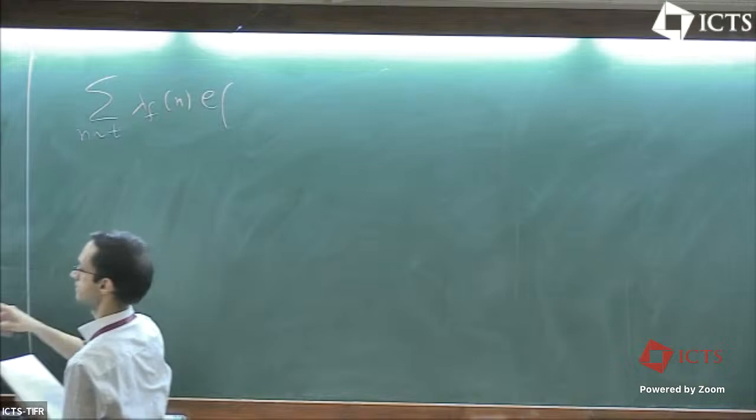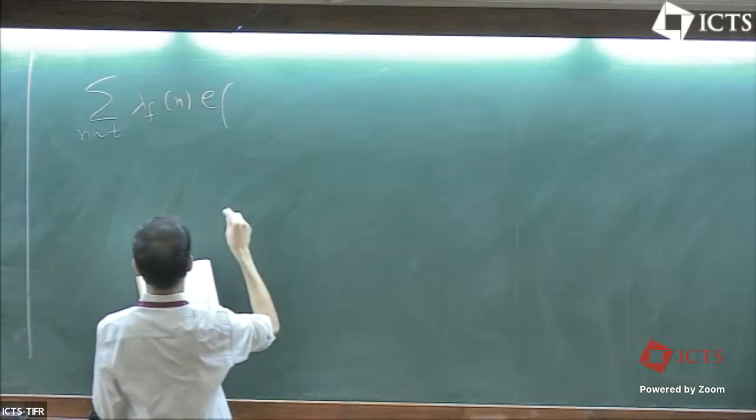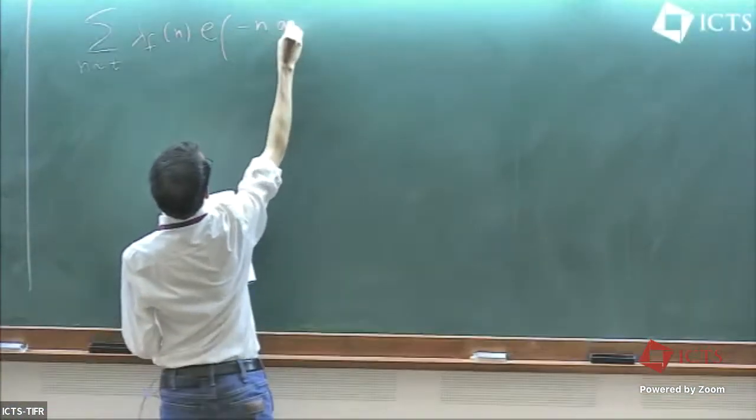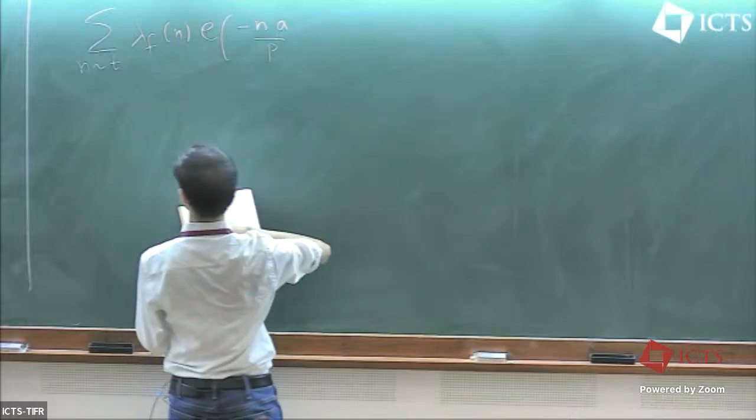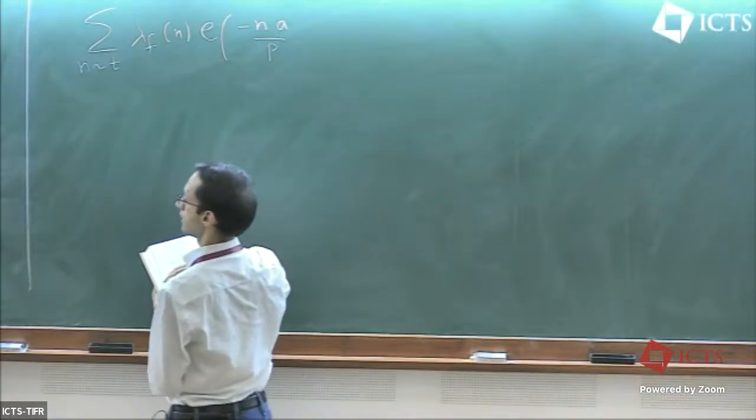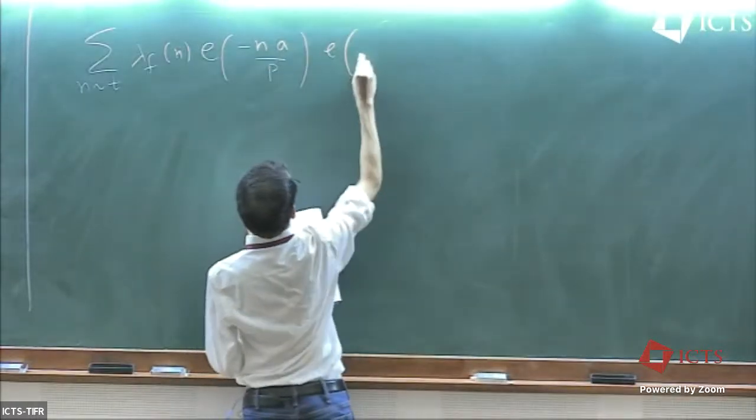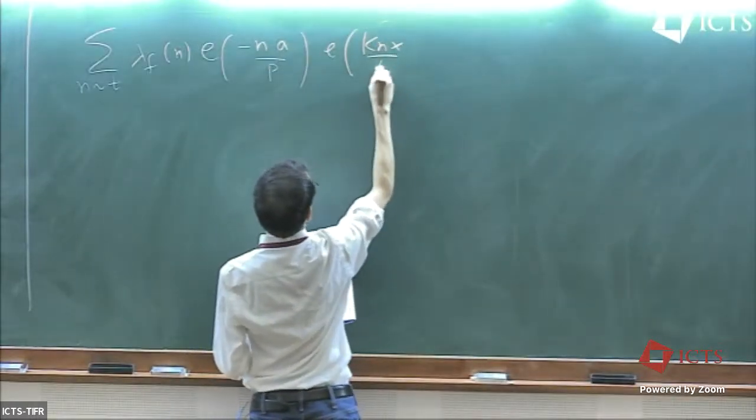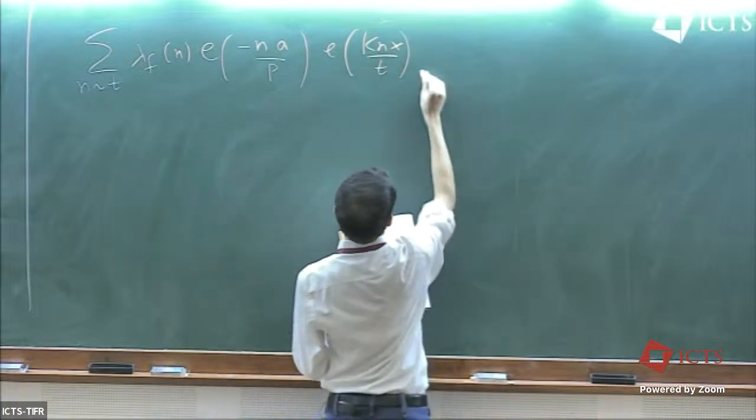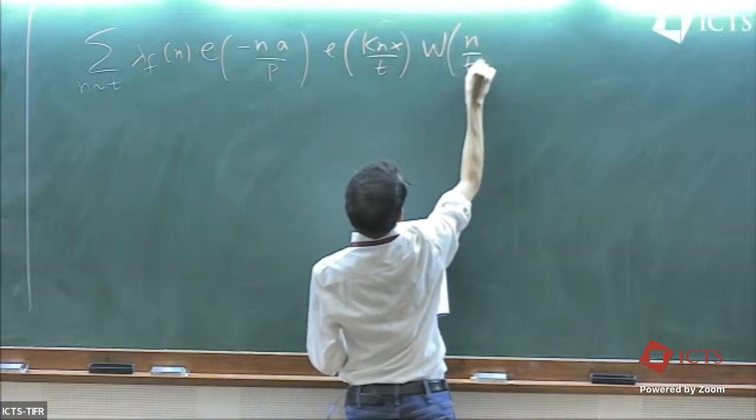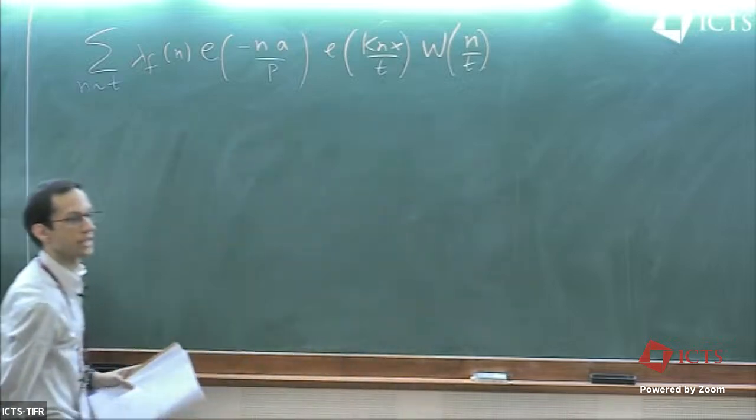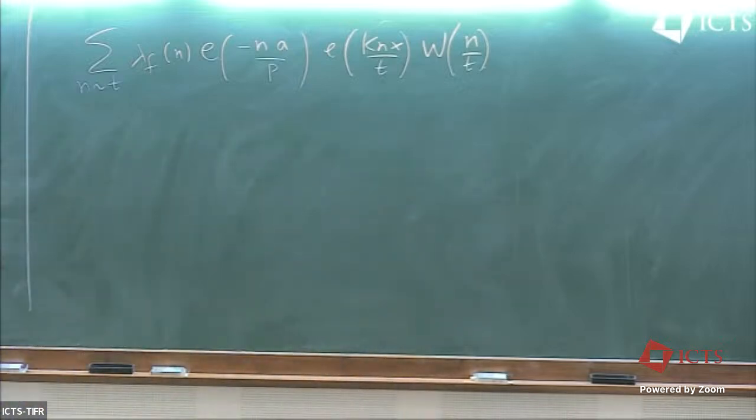And we had a negative with that. So we had negative n a over p, right? And you had this e of k n x over t, and then some other weight function right here. Right. And then one thing that one must notice.